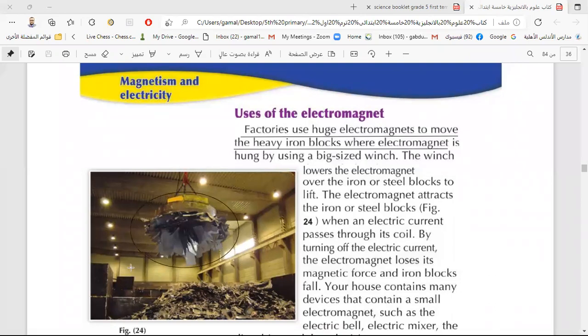This is a huge electromagnet which can carry heavy blocks of iron. Anything made of iron, you can carry it this way, by the electromagnet or the winches, the electric winches. Okay. And also the huge electromagnet makes a big sized winch, as you see in the picture. And also the small electromagnet can be used at home.